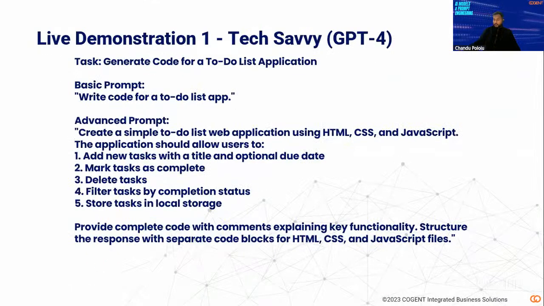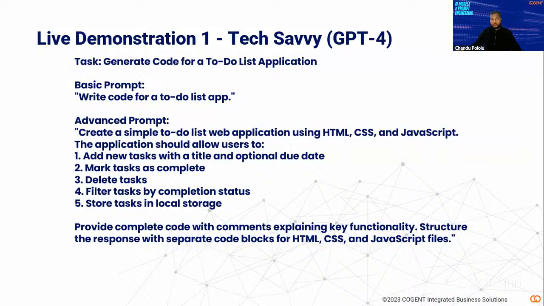First demonstration. This webinar consists mostly of demonstrations. We have 5 demonstrations, and the first demonstration is for people who are a little tech savvy. We'll use ChatGPT 4 to create this task. The task is to write code for a to-do list app. There are two types: a basic prompt for the to-do list app and an advanced prompt. We'll try to understand how these two prompts differ in the responses given by GPT-4.